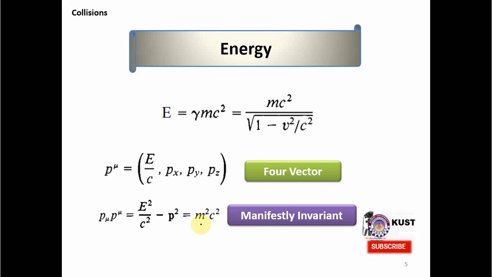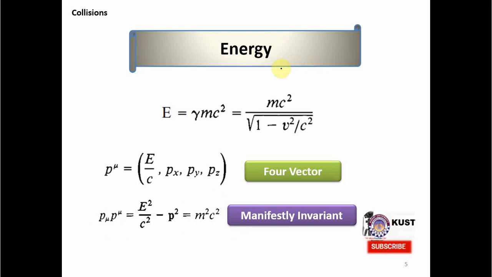because this m is constant, c is constant, so they have no indices, and we know that under the Lorentz transformation these are not vectors, these are just scalars or even numbers, so their value will not change when we go from one frame of reference to another frame of reference. So in this sense we call them manifestly invariant. So this quantity p mu p mu is a manifestly invariant quantity.